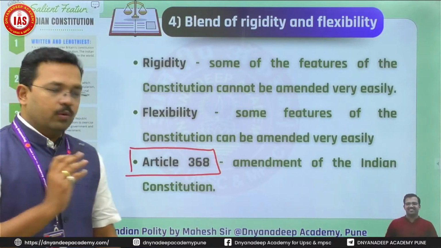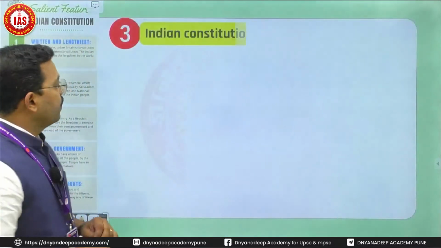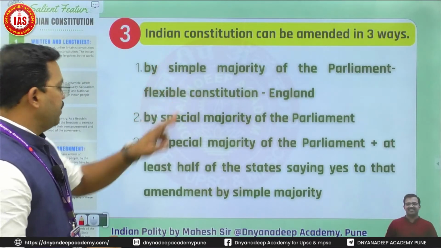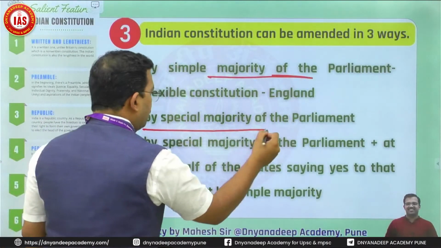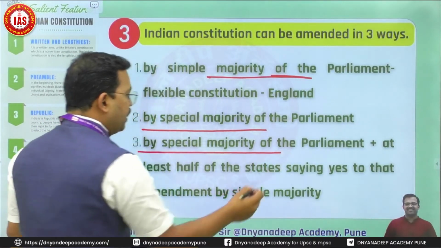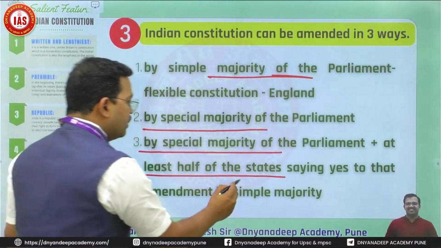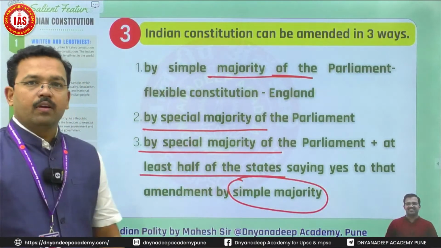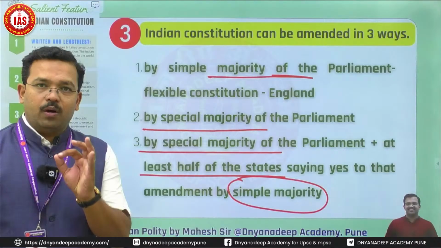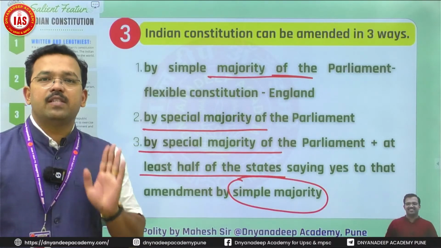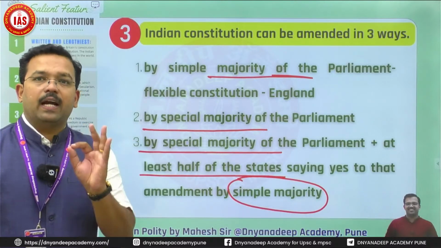Now, this amendment of the Indian Constitution can be made in three ways. First is by simple majority. Second is by special majority, and third is by special majority of the parliament plus at least half of the states saying yes to that amendment. Now, we are studying why the Indian Constitution is called rigid as well as flexible.